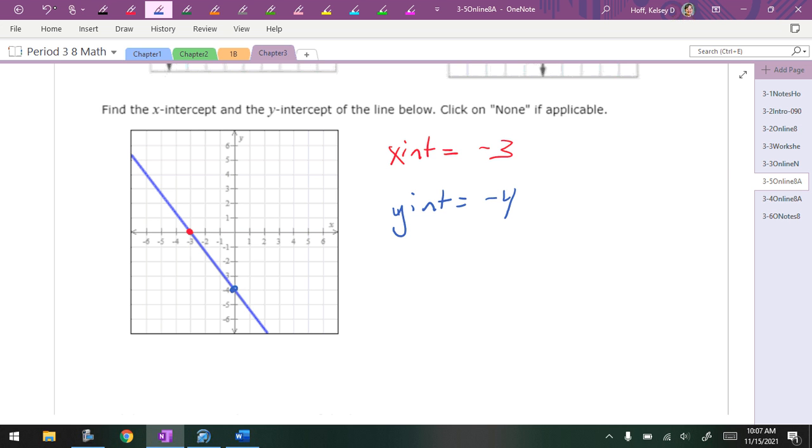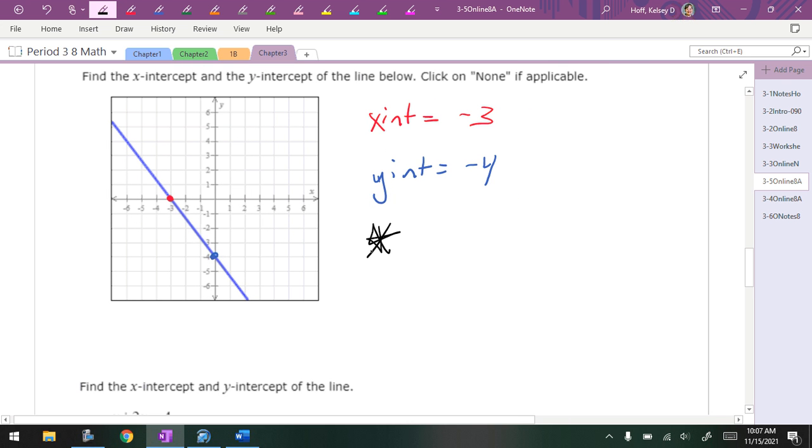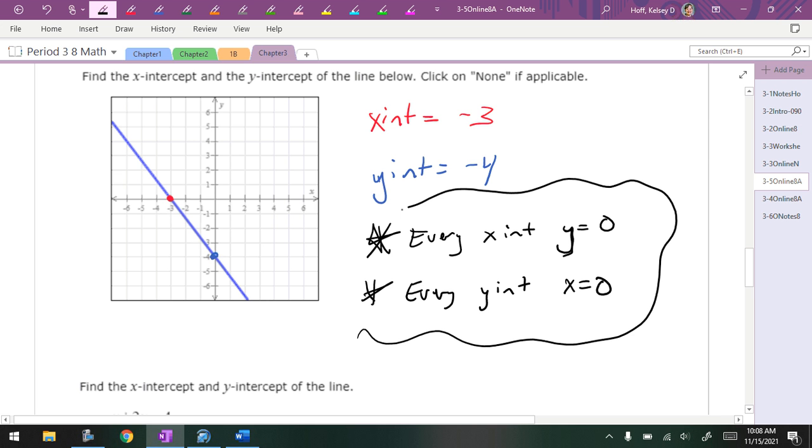Now, here's the deal. Here's today's main idea. Write it down right here. Every x-intercept, y equals 0. Y is 0 because you never moved up or down. On the flip side, every y-intercept, do you have a guess? X equals 0. So whatever intercept you're finding, the opposite letter is 0. If you're finding the x, that means y is 0. If you're finding the y, that means x is 0.